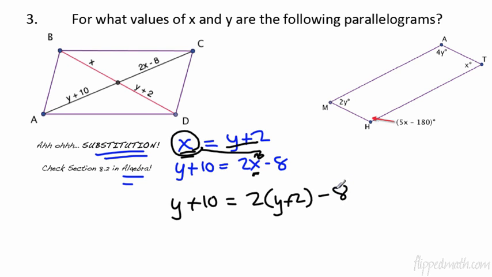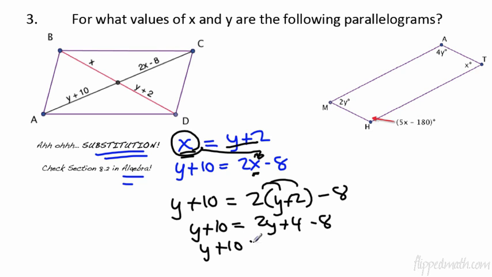Now, why do we do that? We do that because there's no more x's. And this is just a regular multi-step equation here. You can distribute: 2y plus 4 minus 8. All right, now what? Let's combine some like terms. y plus 10 equals 2y minus 4.